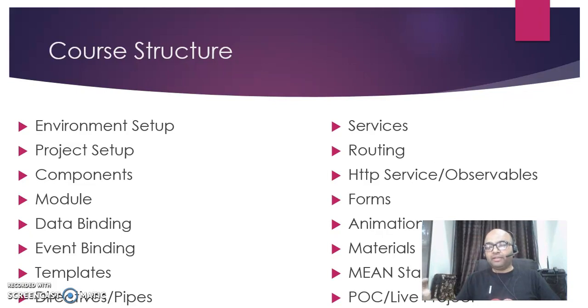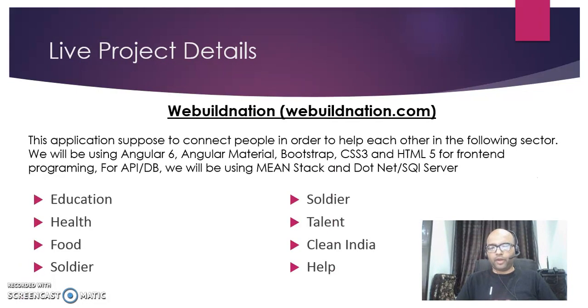Let's see the next slide to understand what our project is, right? Okay, so our live project name is WeBuildNation. We have already purchased a domain called webuildnation.com, and whatever we implement, we are going to upload the same content over this URL. This WeBuildNation is already happening in mobile, so we are going to have the project on the web, right? Let's discuss briefly about this project. This application is something which will connect people in order to help each other, right?